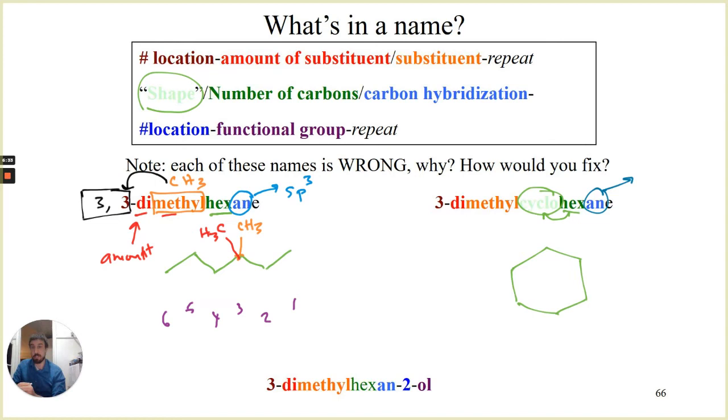We then go through with our methyls. On a ring, I can number wherever I want. And I'm going to start doing 1, 2, 3, 4, 5, 6. Methyl, I need to attach the methyl to my ring. Where should I attach it? This says to attach it at the 3 position. Okay, so I could put it 3.